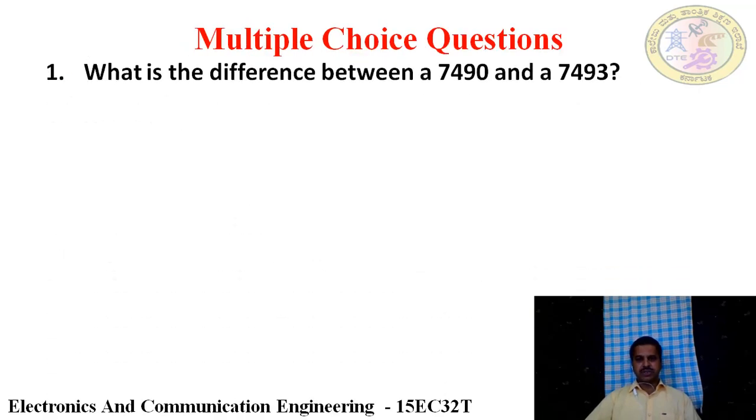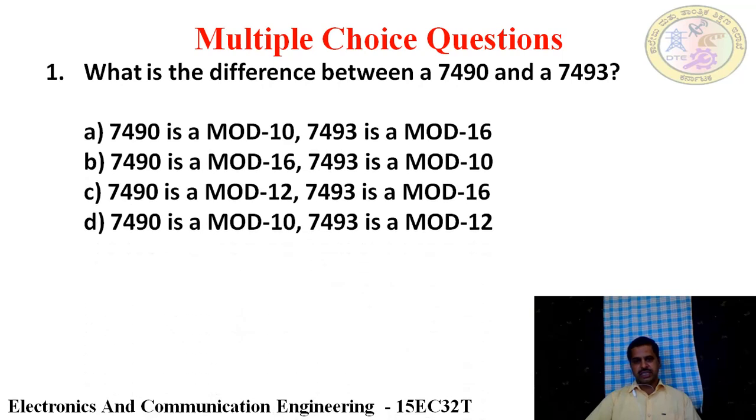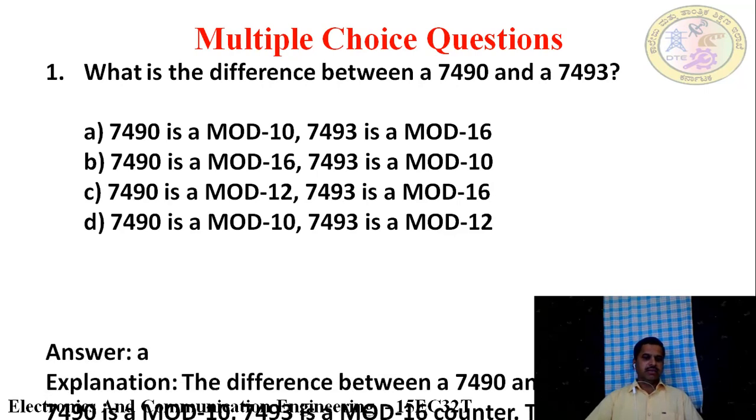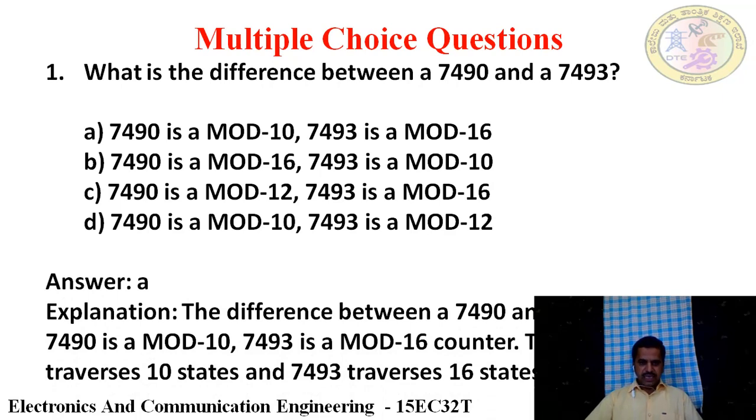Multiple choice questions. What is the difference between 7490 and 7493? 7490 is a mod 10, 7493 is a mod 16. The difference between 7490 and 7493 is that 7490 is a mod 10 counter and 7493 is a mod 16 counter. Thus 7490 travels 10 states and 7493 travels 16 states. Then the answer is A.